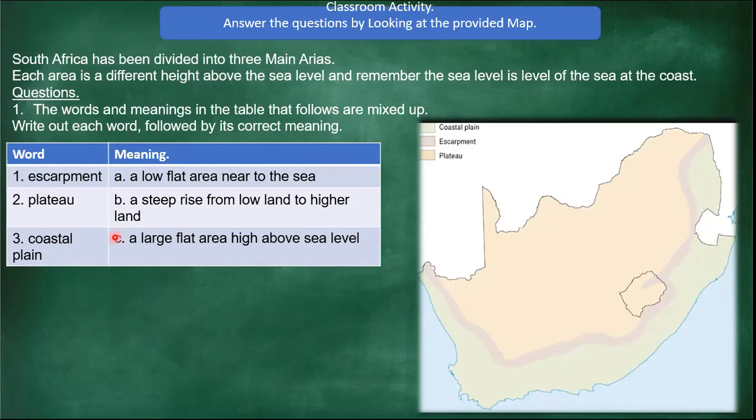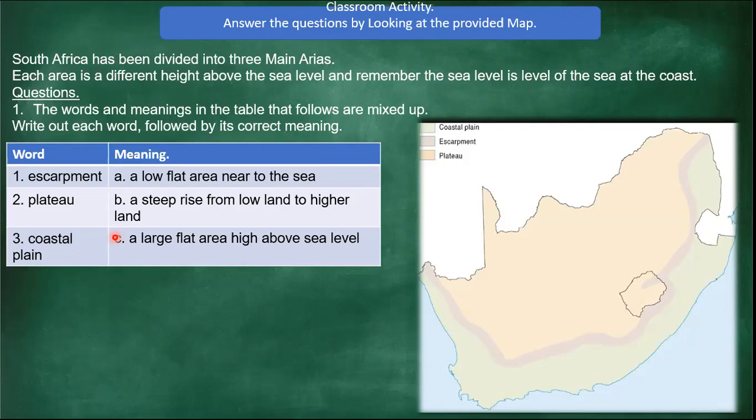Let's move. Number 2. What's the correct answer for the plateau? We have Lisette. Hello. Number 2 is C. A large flat area high above sea level. That's correct. Thank you very much, my girl. Clap hands for yourself. Then we have the last one.